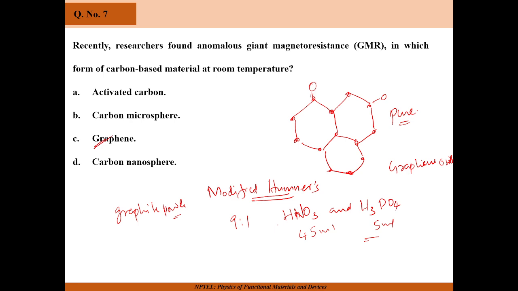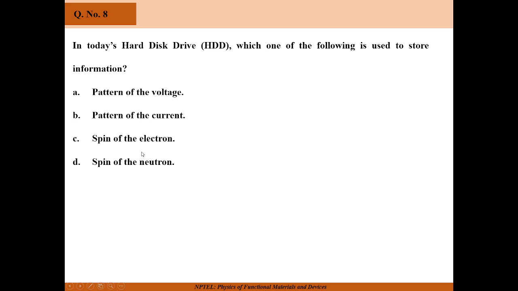Okay, fine. Is that the case? Then we'll move on to our next question. The next question is: in today's hard disk drive, which one of the following is used to store information? Pattern of the voltage, pattern of the current, spin of the electron, or spin of the neutron. Just think for a while, then we'll discuss the answer.